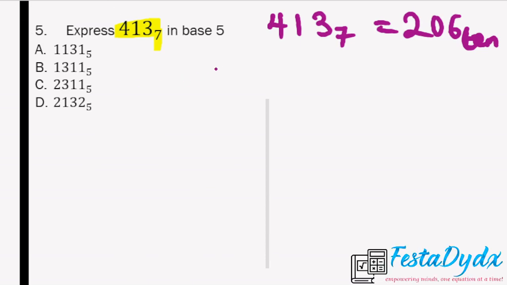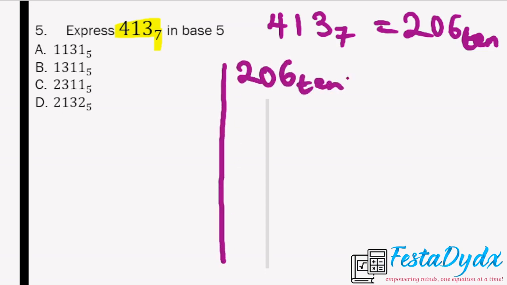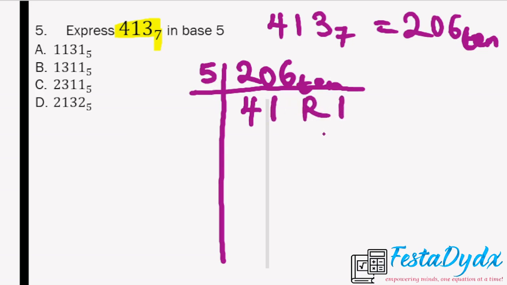So the next thing I'm going to do is to divide the 206 by what we are converting to. We are converting to base 5, so I will be dividing it by 5. This is what we call repeated division in number bases. Now 206 divided by 5: 5 in 20 gave us 4. Now 5 in 6 gives us 1, remainder 1.